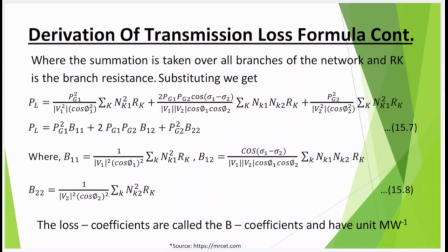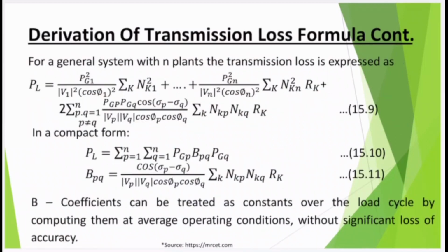Once you have this loss equation, it can be substituted in my Lagrangian equation, assuming the system to have losses included in my generation to cater the loads. Now for a general system with n number of plants, previously we considered 2 plants, now we can expand it to n number of plants, so you can get the equations 15.9, 10, 11 accordingly. Here the coefficients can be treated as constants over the load cycle by computing them at average operating conditions without significant loss of accuracy.